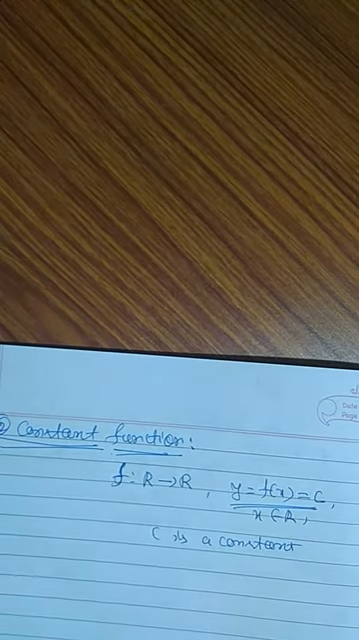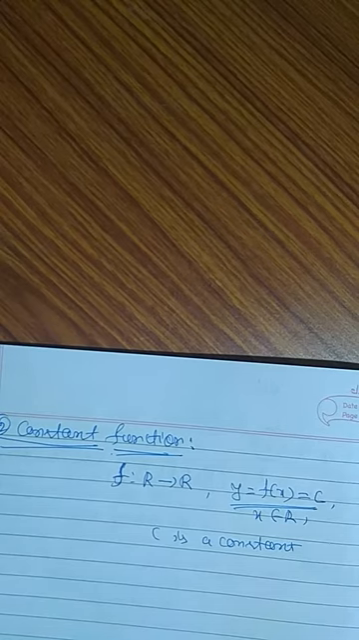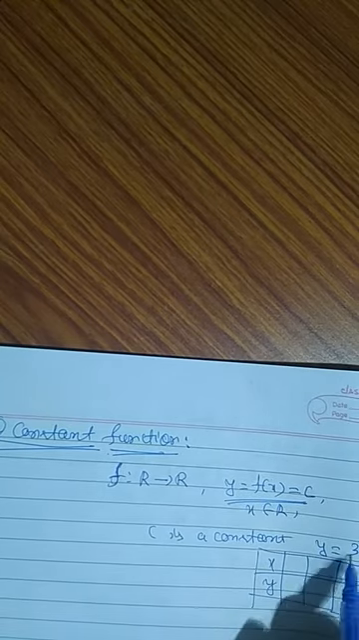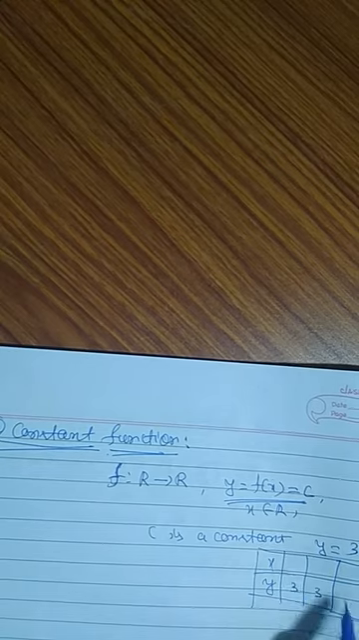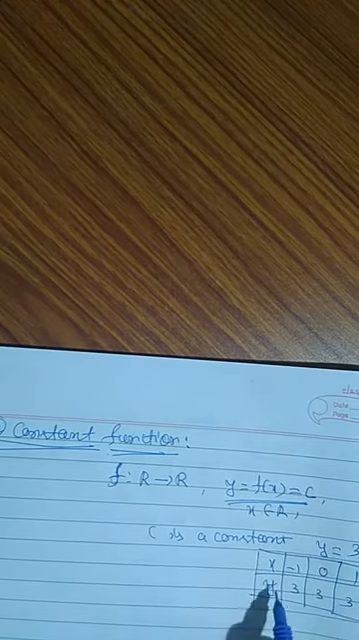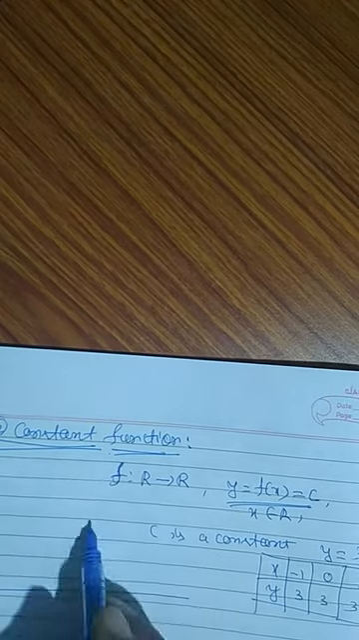That means if you take the value of x, the value of y remains the same. That means for every value of x, y is fixed. For example, if y is equal to 3, then there is a table for x and y. Y equal to 3 means everywhere y is 3 irrespective of the value of x.